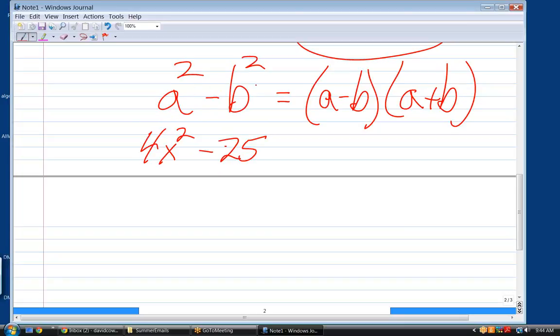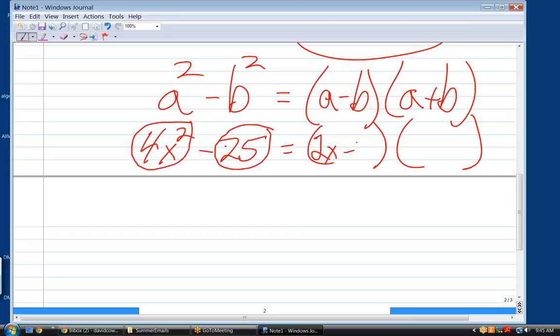So if a squared minus b squared is equal to a minus b times a plus b, what's 4x squared minus 25 equal to? 4x squared plus 25? Well, we need to take the square root of that to get what a would be. So that's 2x. So 2x? Minus the square root of that, which is 5, times, the other side is always just the conjugate, 2x plus 5.